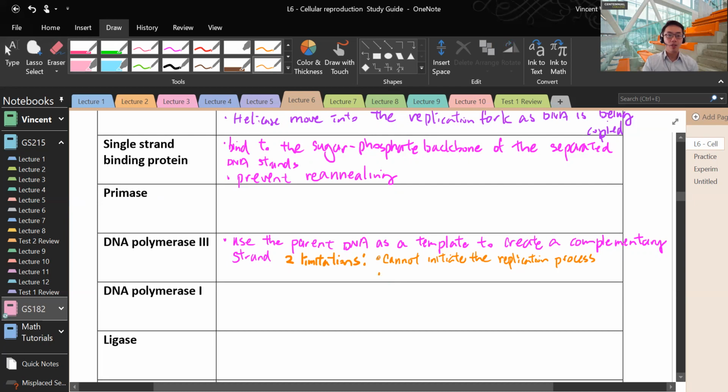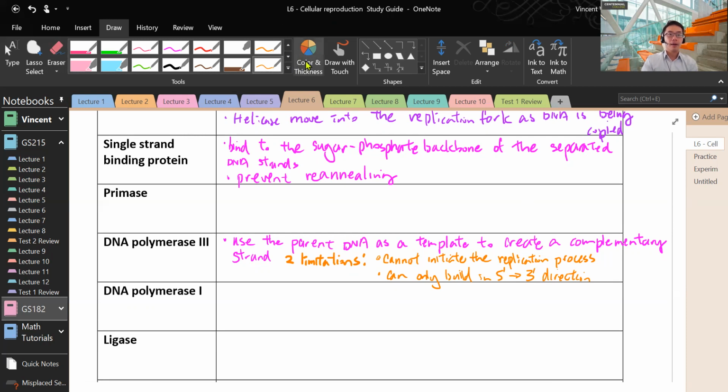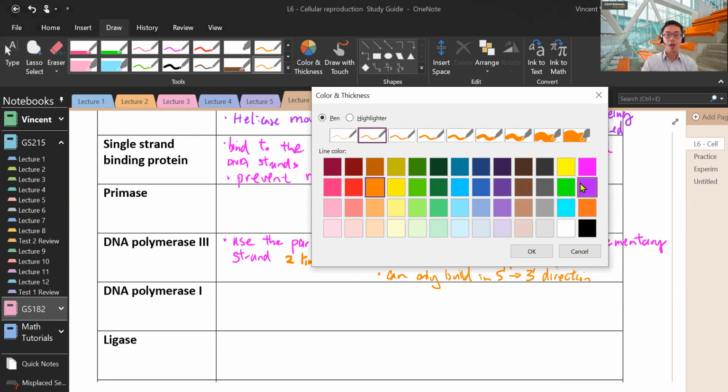There's a second limitation, and I think Adriana said in the chat, DNA can only build in the 5' to 3' direction. Exactly. Okay, so DNA polymerase can only build in the 5' to 3' direction on the new strand I'm talking about. Okay, the new strand that's being built has to be built in the 5' to 3' direction. Okay, so that creates a little bit of a problem.